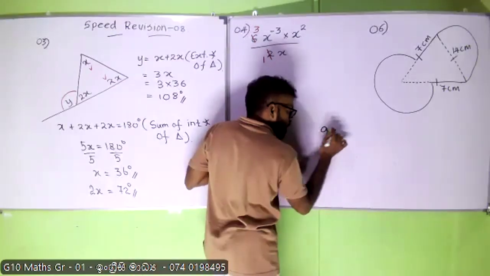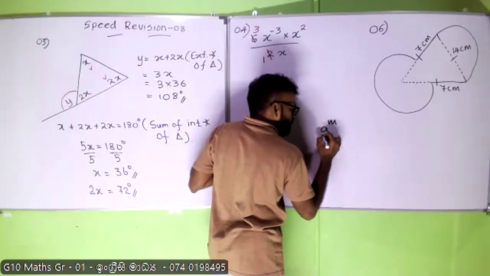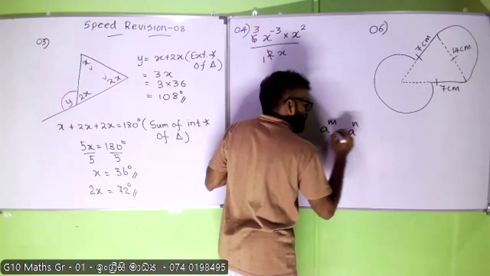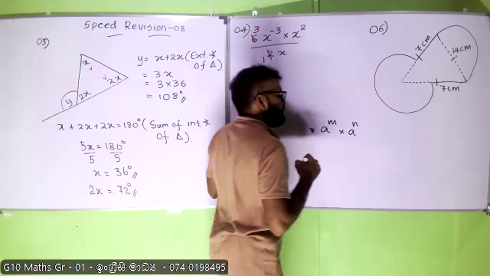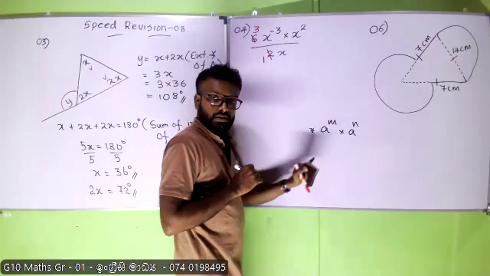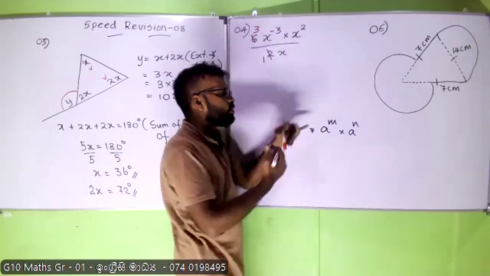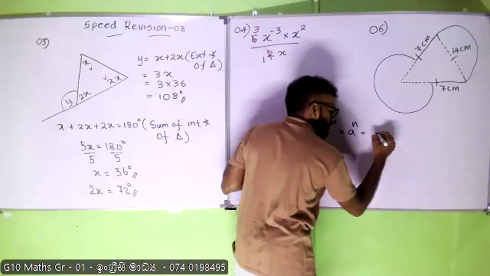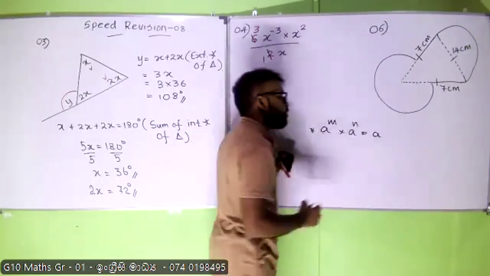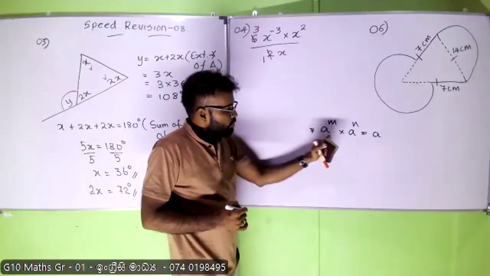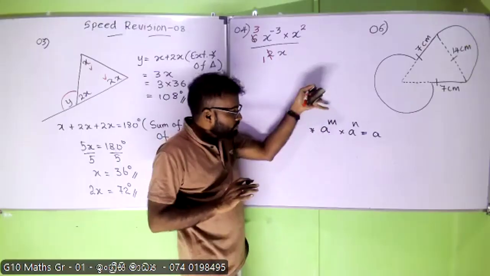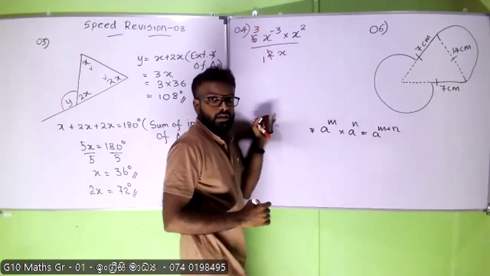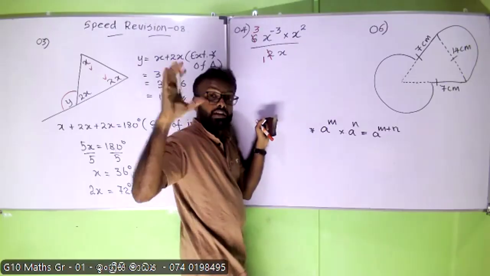If you have the same base, a to the power m, multiplied by a to the power n, this is one of the laws of indices. Same base, then what happens to the powers? They can be added together. Here you have a, because you have the same base. Now, same base, powers can be added, so you can write m plus n. That is one of the things you need to remember until you die.